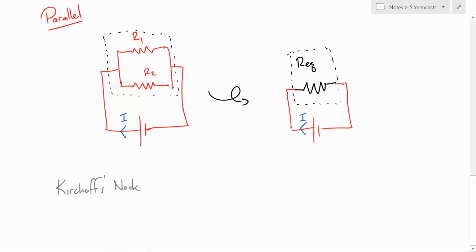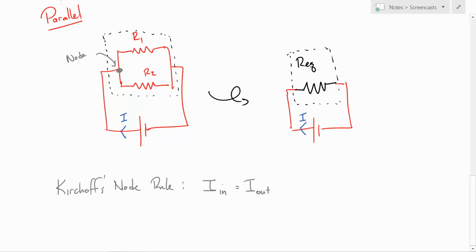By the way, if you need to hear more about these, you can hear me give like the 2-second version of them again in the other screencast. The node rule says that the current going into a node is equal to the current going out of a node. So why do we mention this? It's because there's a node right here.